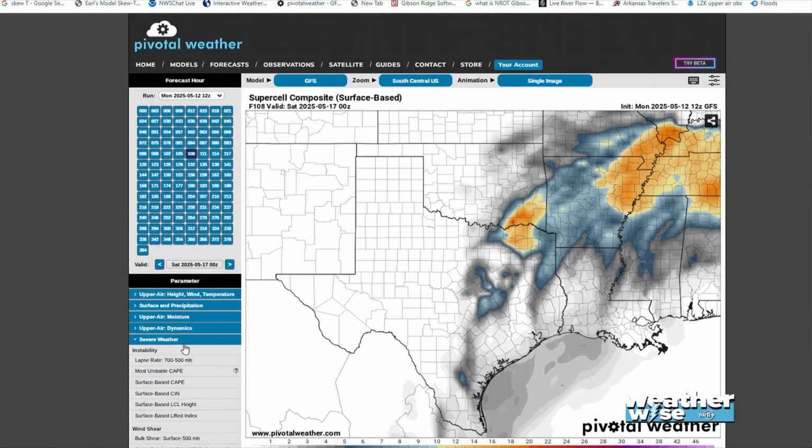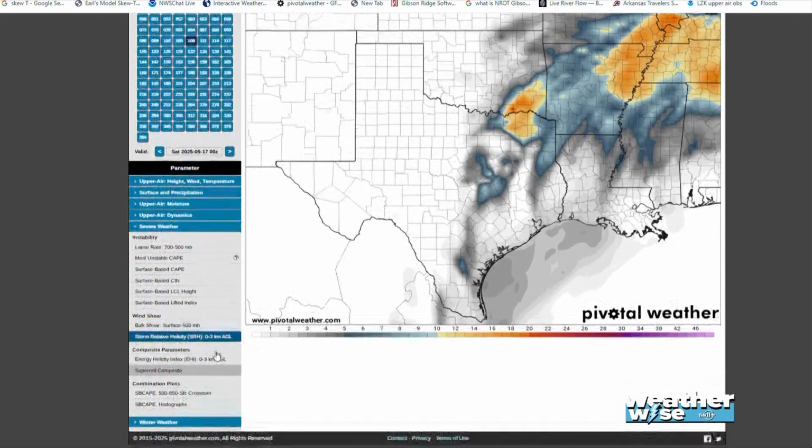Along with that, the supercell composite. Again, it's going to be where supercells or rotating thunderstorms are expected to be. And it looks like, for this example, on May 16th, the chance, according to the GFS, is northeast Arkansas, northwest Tennessee, getting into the boot heel of Missouri.